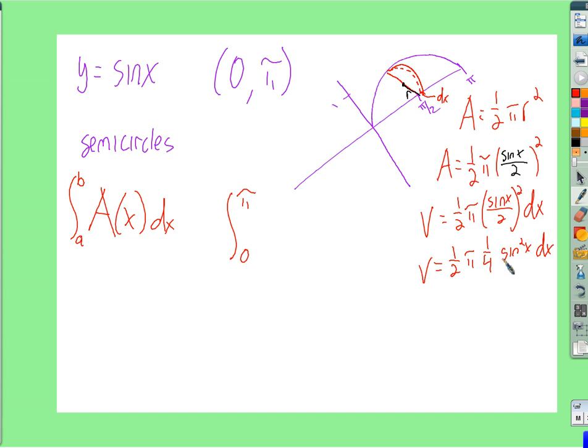And so what we pull outside of the definite integral is 1/8 times pi. The stuff that's left over is sine squared x.